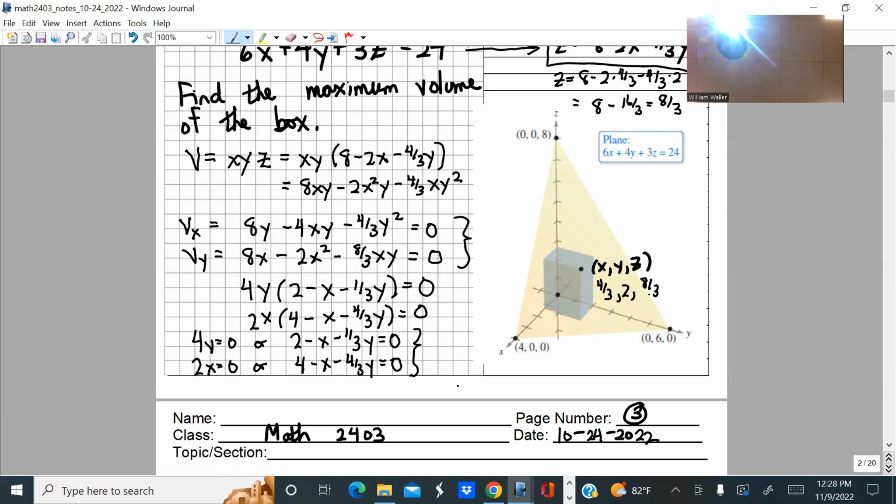So it looks like our maximum volume is 8/3, and it happens when x is 4/3 and y is 2 there. Okay. All right. So there's an applied problem also. It's a function of 2.